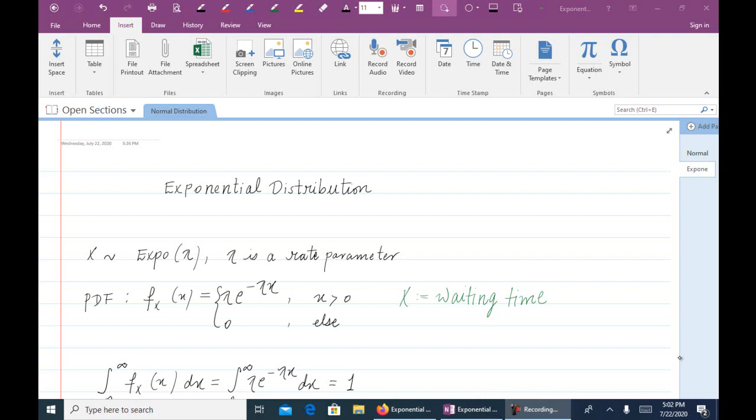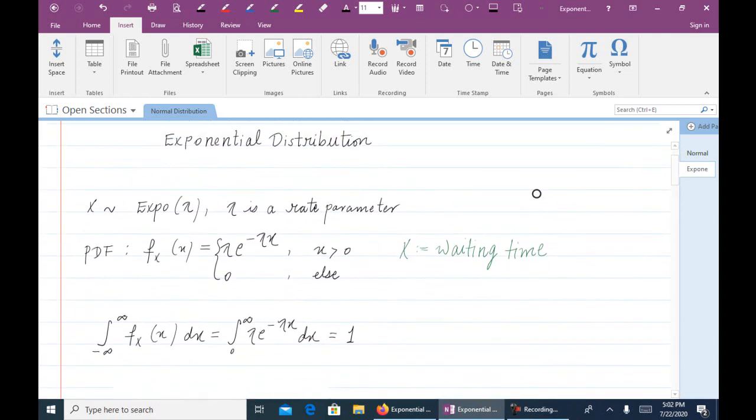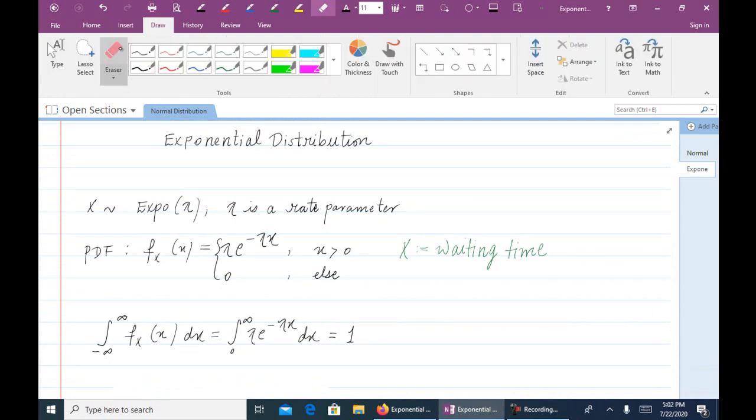This video is an introduction to the exponential distribution. If X is a random variable that has exponential distribution with the parameter lambda, then the PDF of X evaluated at small x is given by lambda e to the negative lambda x for x greater than 0, and 0 otherwise.